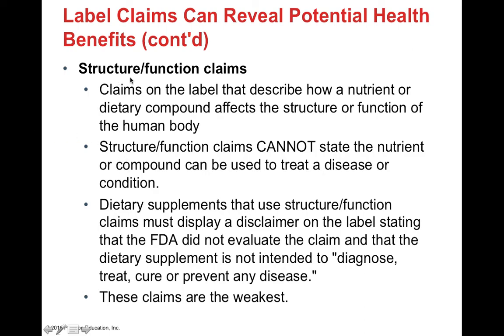Some of the claims that we can have are structure and function claims. These are claims on the label that describe how the nutrient or compound affects the structure or function of the human body, right? But you cannot state that the nutrient or compound can be used to treat a disease or condition. So for example, if you were to say that XYZ strengthens your skin, you could not say that it was used to treat wrinkles, right? Any of these dietary supplements that use structure function claims have to display a disclaimer on the label stating the FDA did not evaluate the claim and that it's not intended to diagnose, treat, cure, or prevent any disease. And if you see that, these obviously are going to be the weakest of the claims.